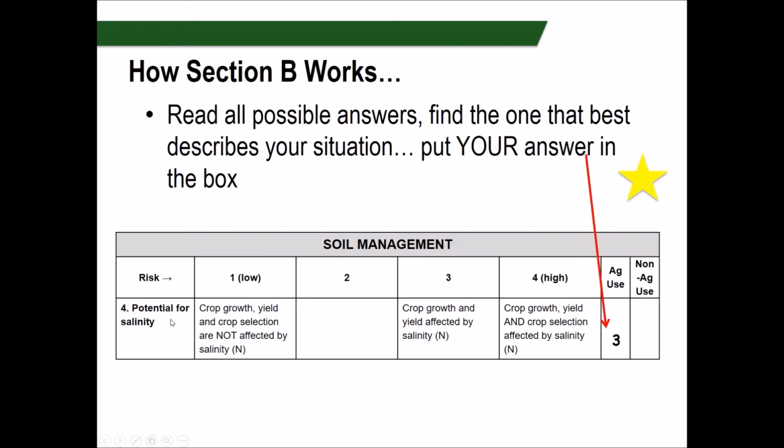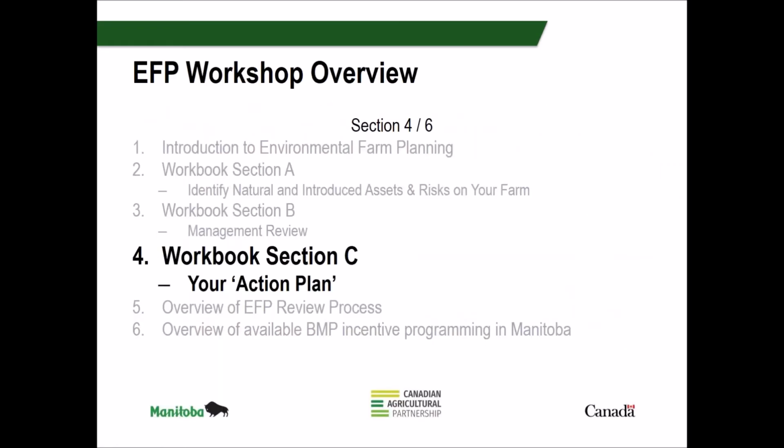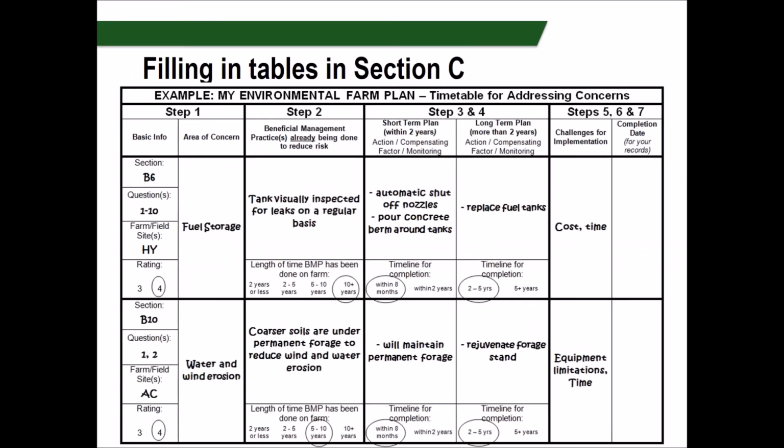So in this example, my potential for salinity, my crop growth and yield are affected by salinity on my farm. So I put a 3 there. That would be my answer. And because it's a 3 or a 4, I would have to make an action plan when I get to section C on this part. So it's pretty straightforward. There's a lot of chapters and a lot of questions to go through in B, but it's just a matter of reading and picking where your farm would fit in those 4 options. So once you're done that, section C is where we're going to make your action plan.